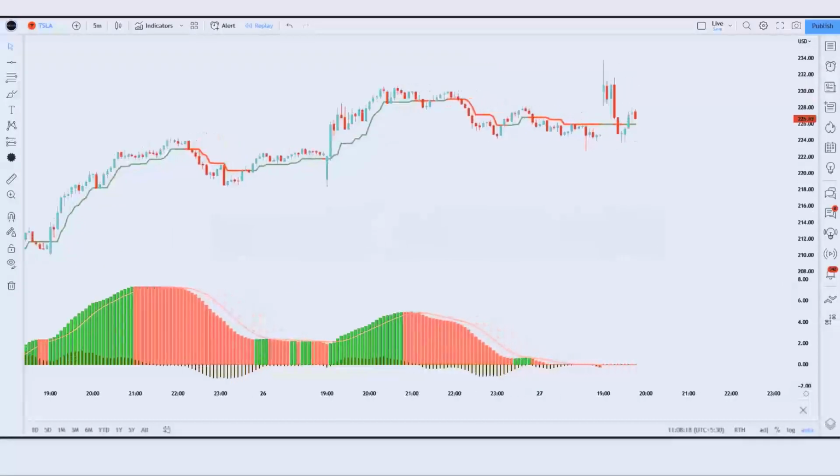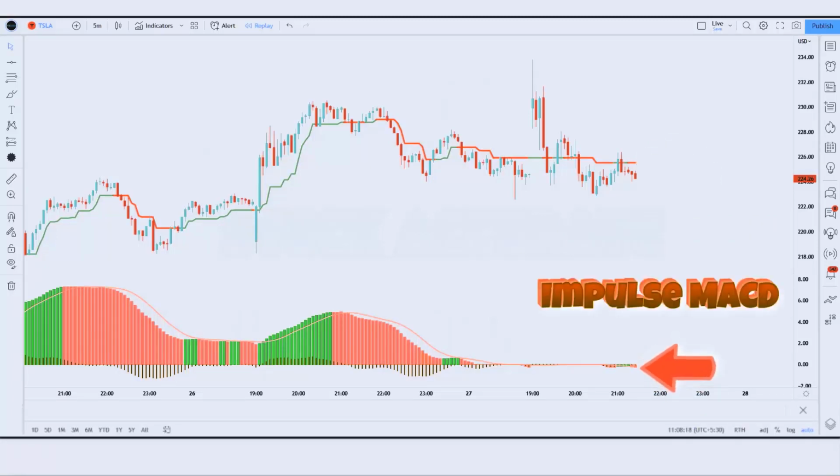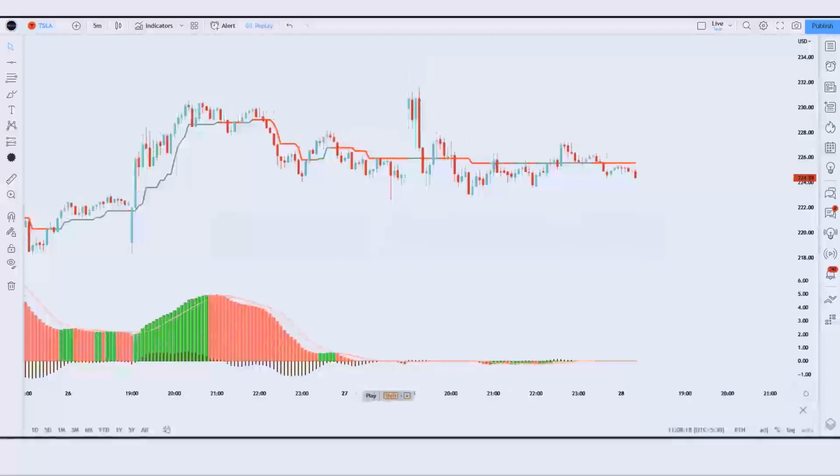First of all, let us know about the trading tools. The green and red signal indicator we see in the chart is called the trend indicator. And the indicator at the bottom, we call it the Impulse MACD indicator, which will help us in finding the perfect trade entry. Now we tell you how we want to trade.